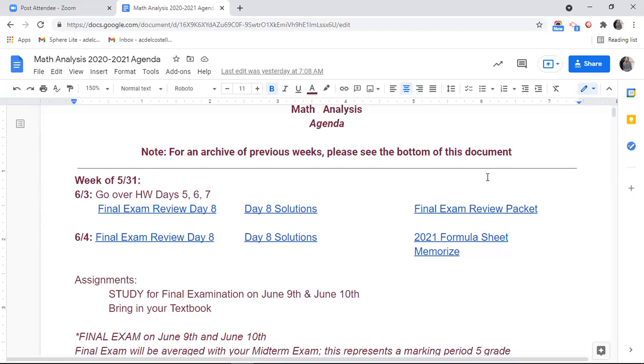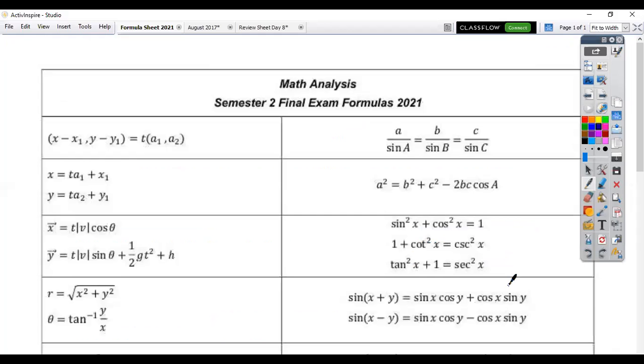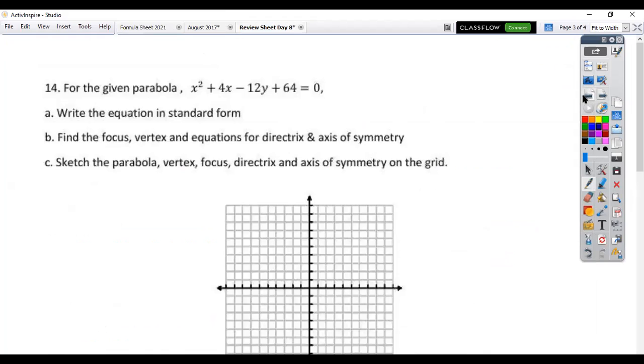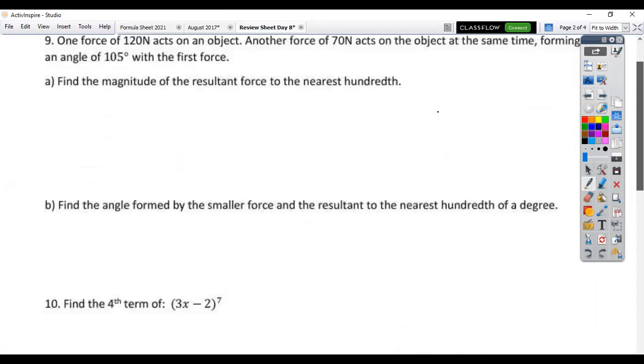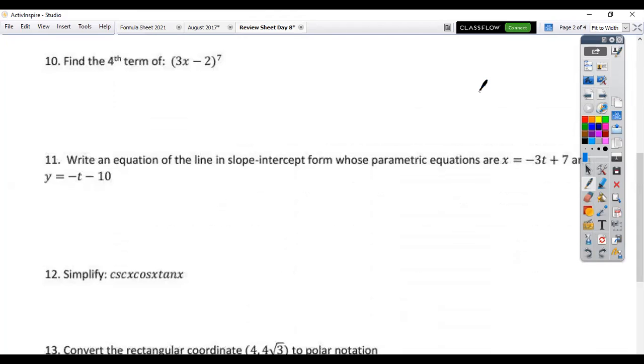All right, so we need to pick up right on, I believe it was number 10, wasn't it? Okay. All right, so we're going to start right on 10 for you guys. Right there, perfect, thank you.